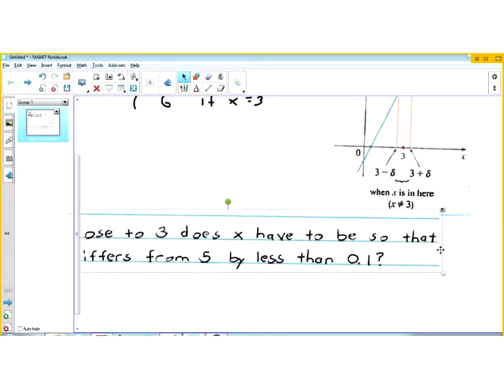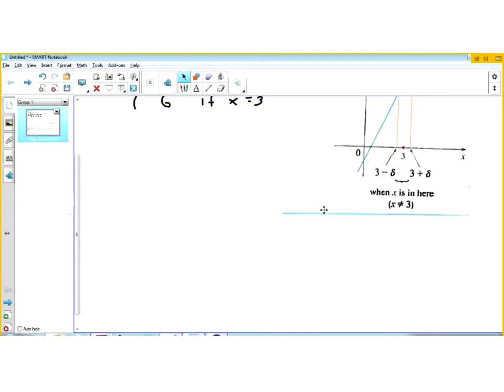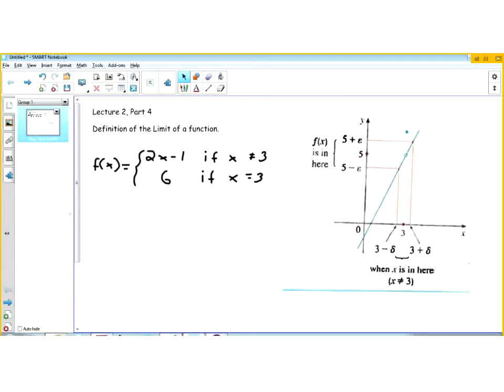Oh, that's too big, is it? Let me see if I can make it smaller. I guess not. Okay, I'll go ahead and write it then.